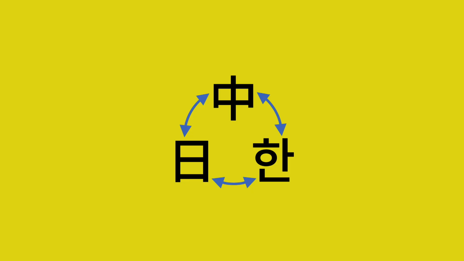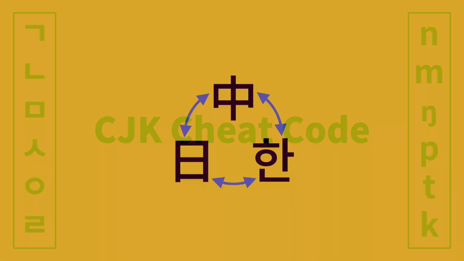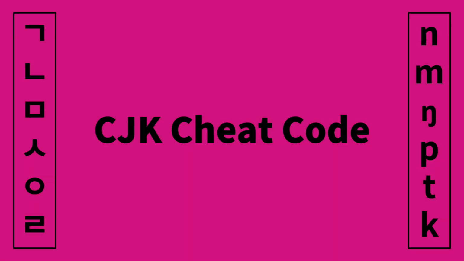What if you could use your existing knowledge of one language to figure out the pronunciation of a character in other languages? And what if these principles were simple enough that they could be memorized within a few hours? Sounds too good to be true? Introducing the CJK cheat code.